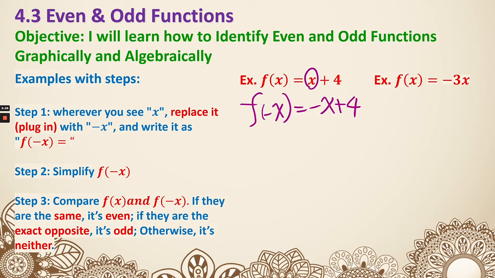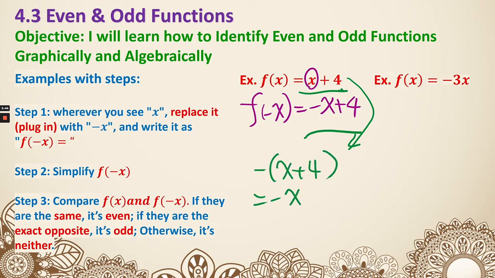Our f of x is x plus 4. Our f of negative x is negative x plus 4. Clearly, first, they're not the same, and that means it's not even. Also, if we want the direct opposite of f of x, it's going to be negative x minus 4. Clearly, that's also not the same as negative x plus 4, so it's not odd, which means the answer is going to be neither.